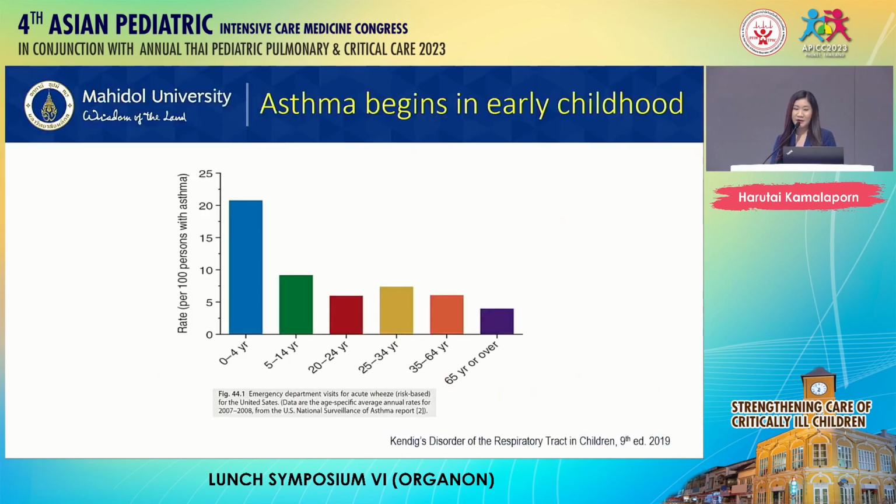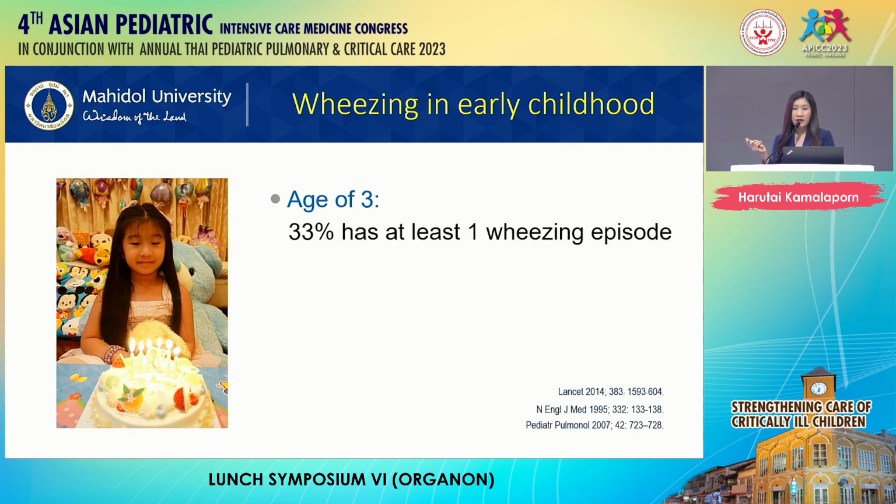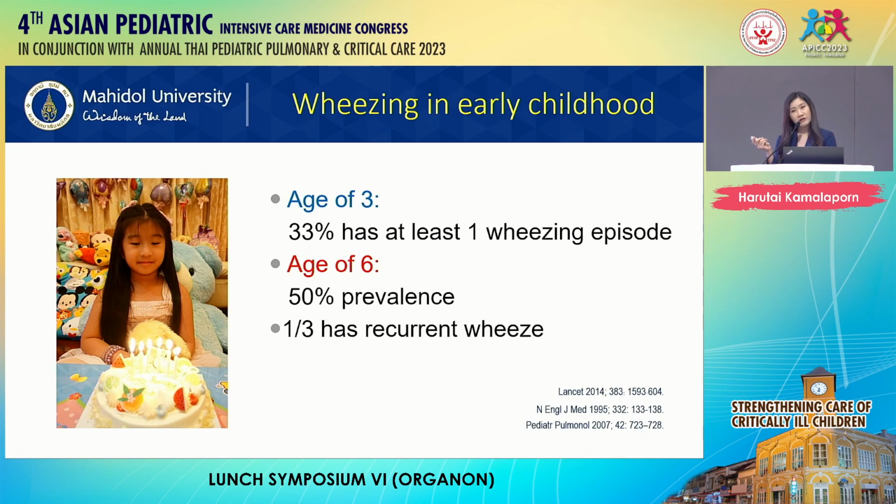Okay, so asthma usually begins in early childhood, with toddlers having the highest prevalence. Wheezing in early childhood usually starts at the age of 3, when 1/3 of children have had at least one wheezing episode in their life. And at the age of 6, half of them have had a wheeze once in a lifetime, and 1/3 of them have recurrent wheeze. So that's quite a burden.